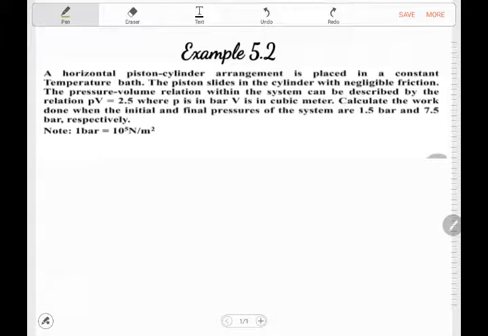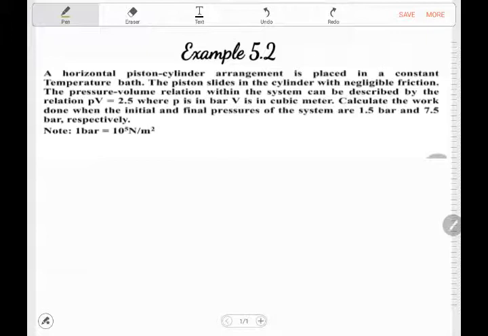I want to believe that you have gone through example 5.1. If you have any question in this example, you can just go to the module, click on the section where I put question and comment, and put your comments there. I will get back to you once I receive that. So let us look at this example 5.2 together.